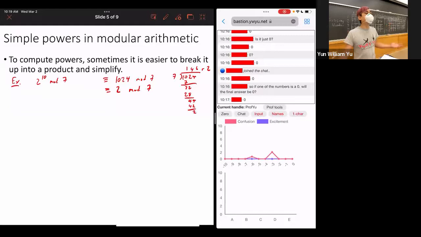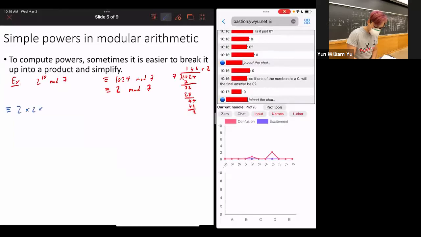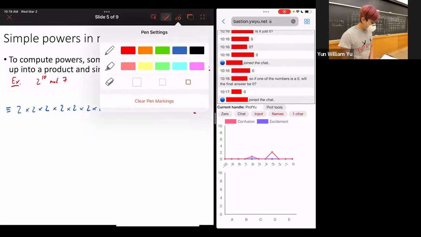But sometimes these numbers get way too big and your calculator fails you. So what do you do when your calculator fails you? Well, one thing you could do is break this up into lots of different pieces. Notice that this is equivalent to 2 times 2 times 2 times 2 times 2 times 2 times 2 times 2 times 2 times 2. Did I count that right? Yes, 10 of them. So I could break it up into these different pieces, and then ask what I can say about each of these pieces.